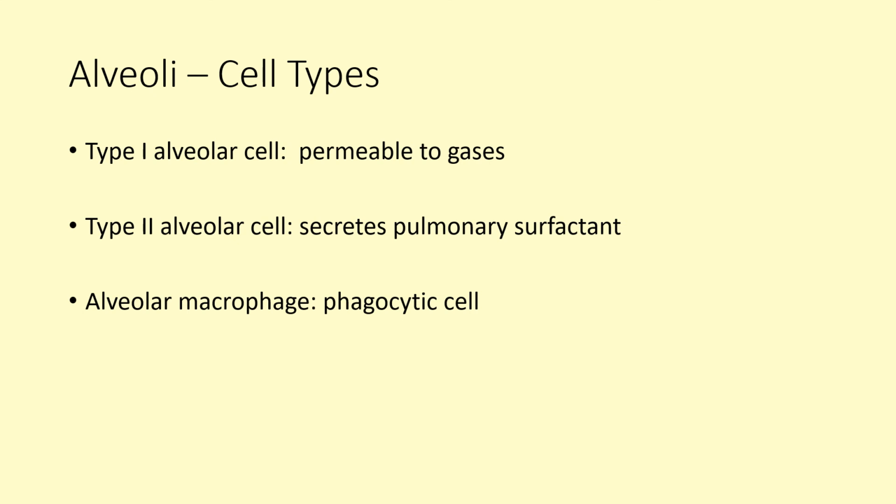Now in the alveoli, there are different types of cells. There's what we call the type 1 alveolar cell, which is very permeable to gases. So we're going to allow the exchange to occur. The gas can pass through it. Type 2 alveolar cells secrete the pulmonary surfactant. That's going to help keep the alveoli from collapsing, which in turn ultimately helps keep the lung from collapsing.